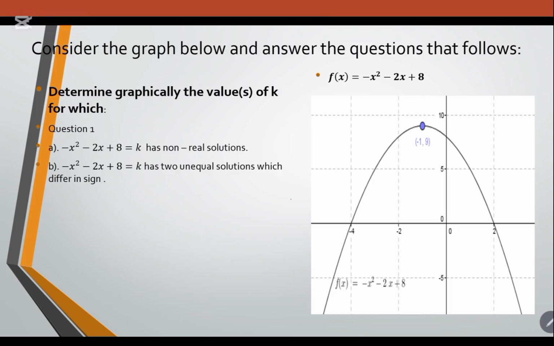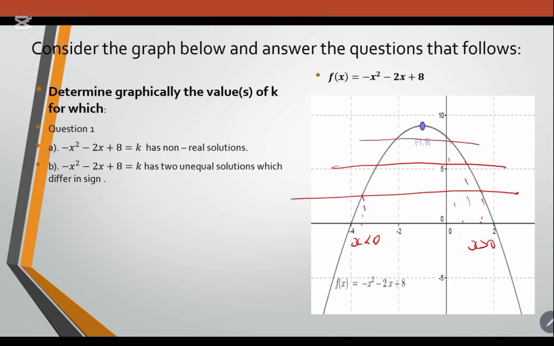That differs in sign. Now let's just draw the line y = k, like I did before. If I draw this line, the value of x here is on the negative side, so x here will be less than 0. And the value of x here is on the positive side, so x is greater than 0. If I move this line up, the value of x here is still positive.